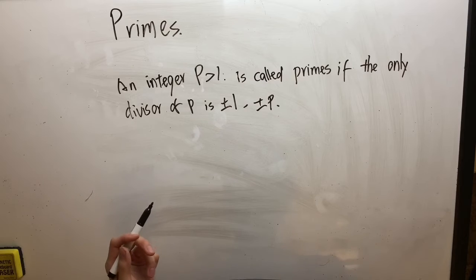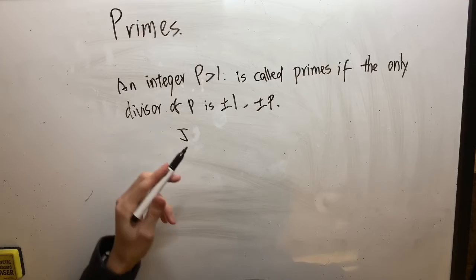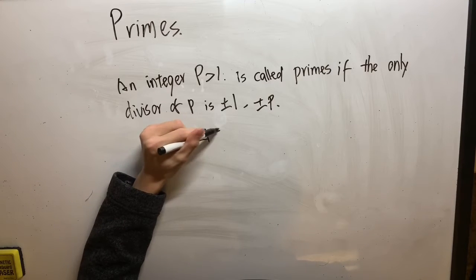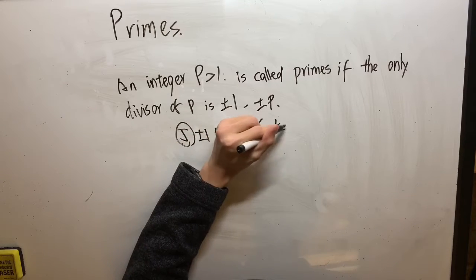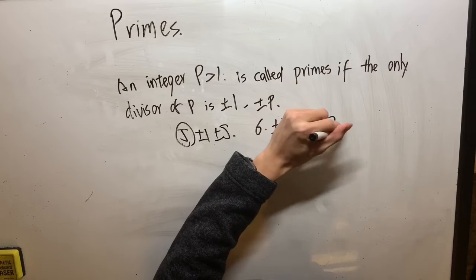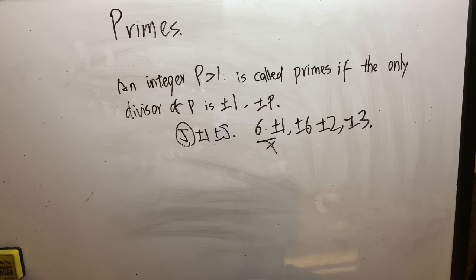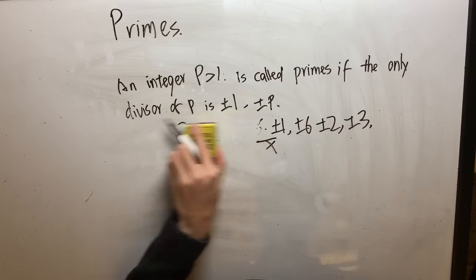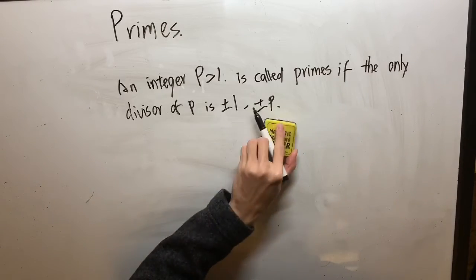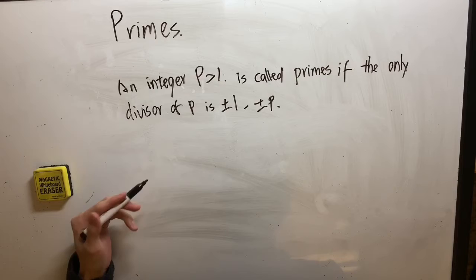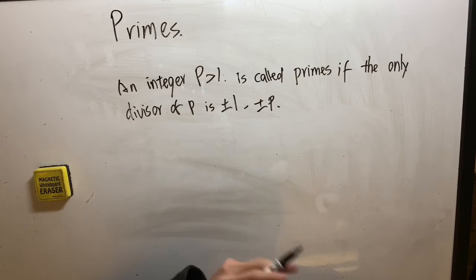So for example, let's say 5 only has a divisor of plus or minus 1 and plus or minus 5, so that's a prime number. But 6 has plus or minus 1, plus or minus 6, plus or minus 2, plus or minus 3, so this is not a prime number. So that's basically the only definition in primes. Therefore, we are more focusing on the questions for prime numbers. Let's just move on to the questions.